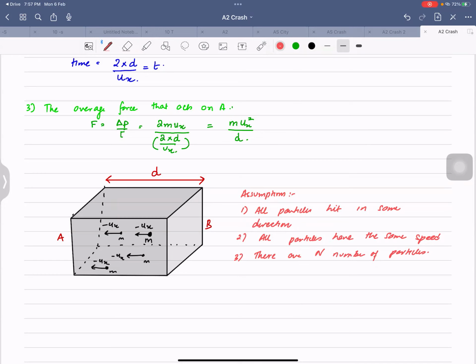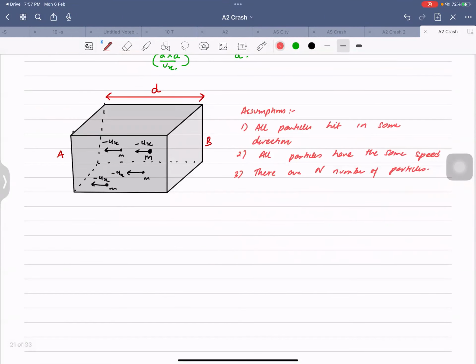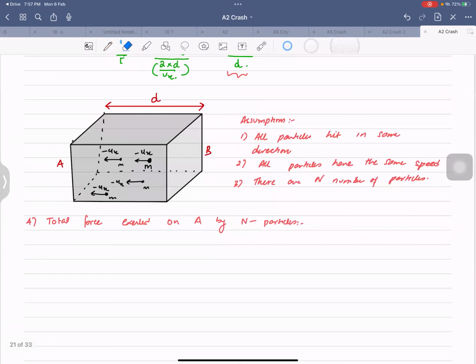Now we should first understand that we can find the total force exerted on A by n particles. This is what we're finding now. Because just one particle has this much force, n particles will have a total force equal to n times the force of just one particle.